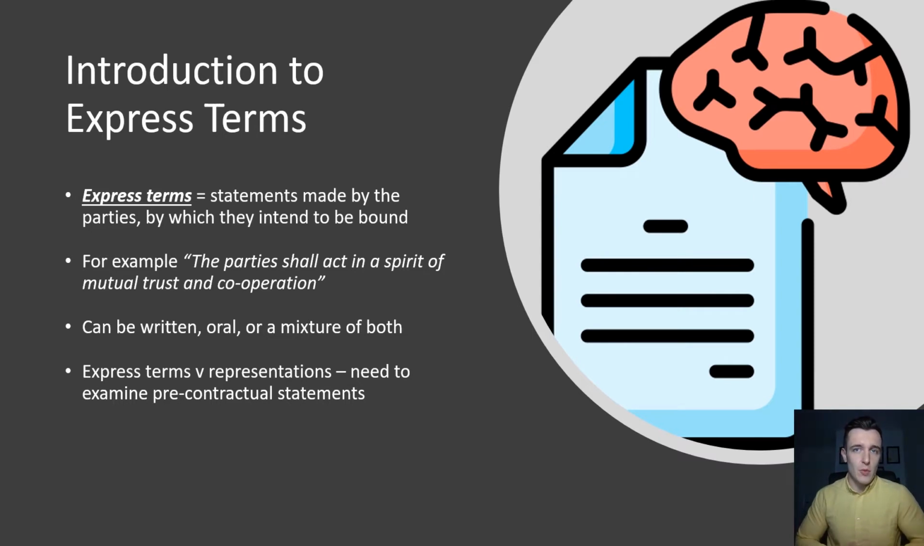Starting then with a very straightforward definition of what amounts to an express term, it is simply a statement made by the parties by which they intend to be bound. That statement can be made orally or it can be made in writing, or there can be some sort of mixture of both, and that is perfectly fine. We have an example that the parties shall act in a spirit of mutual trust and cooperation. That's an express term of the NEC 3 form of contract at clause 10.1, or part of that clause, and that's something I'd be very used to seeing as a construction lawyer. But we've just got it there as an example of an express term, something that the parties have agreed up front expressly to be bound by.